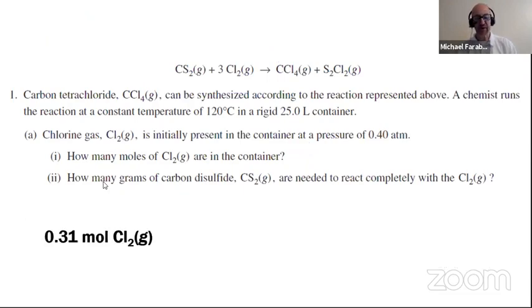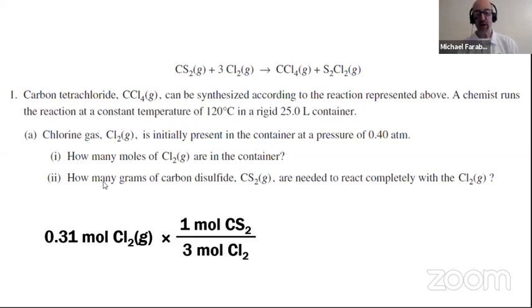All right, so I'll start with the answer from Roman numeral 1. That was the number of moles of chlorine that we got from the ideal gas law. Let's use the 1:3 ratio, which is given to us by the coefficients, to convert from moles of chlorine to moles of CS2. Then if we look on our periodic table, we see that carbon has an atomic mass of 12.01, sulfur has an atomic mass of 32.06, but there are 2 of them in the formula.